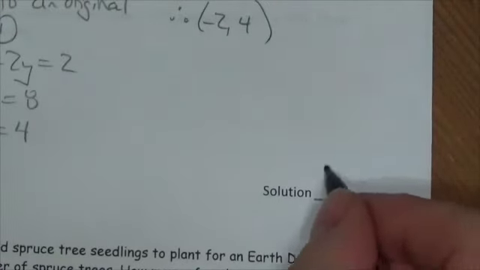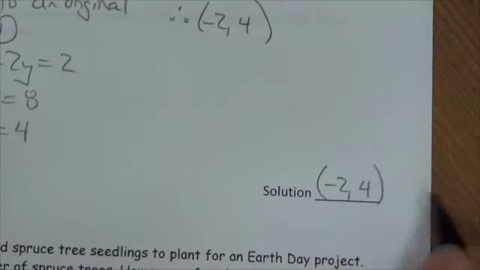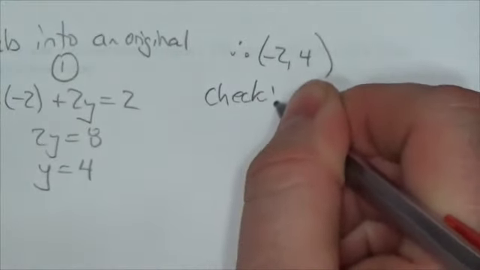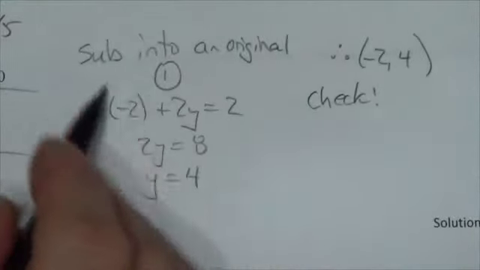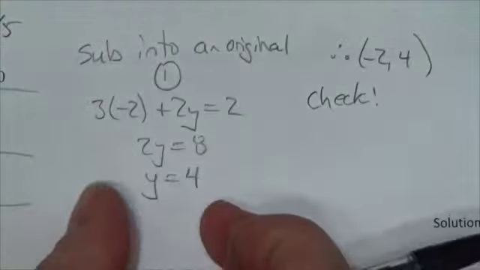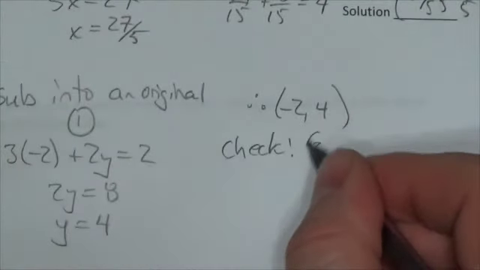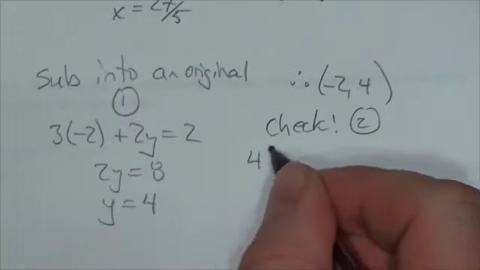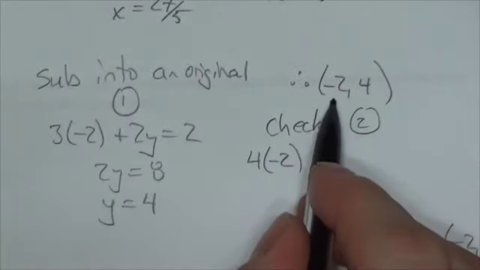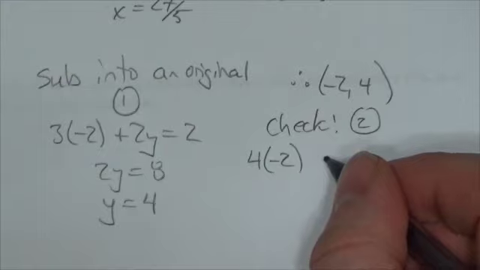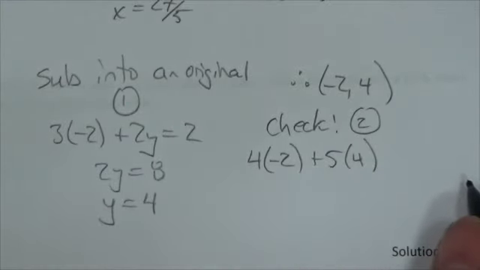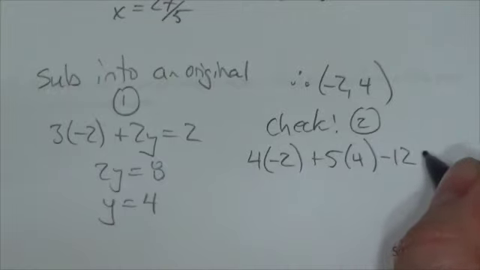I'll put that in my little solution spot right there. And like I've done before, I'm going to check it. Because I used equation 1 to get the rest of the solution, I'm going to check this in equation 2. And so that'll look like this. Equation 2 says 4 times x, which is supposed to be negative 2, plus 5 times y, which is supposed to be 4, minus 12 equals.